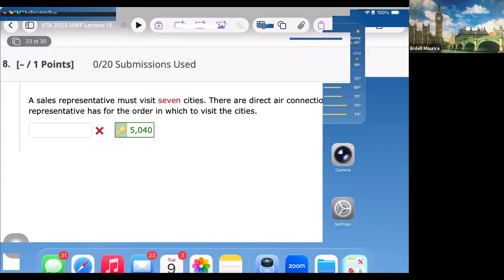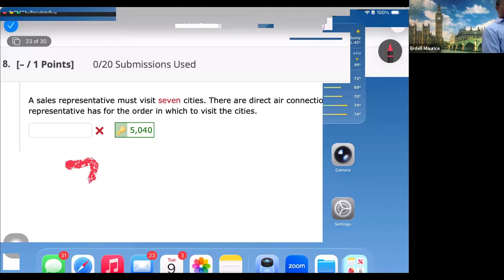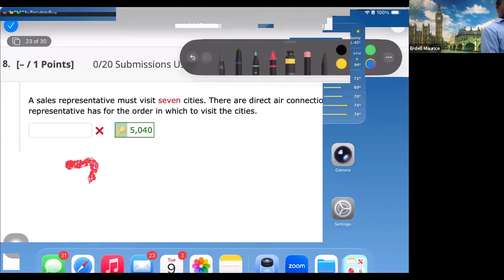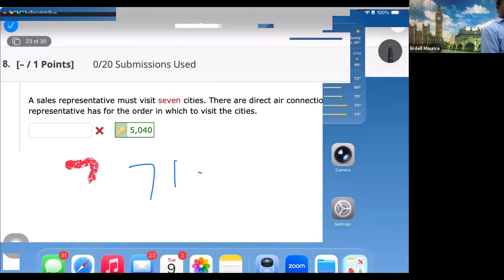Everybody got this answer? Anyone did not get this answer? The answer to this problem is 7 times 6 times 5 times 4 times 3 times 2 times 1. In other words, the answer to this problem is 7 factorial. Yes? Go ahead and try this for me.